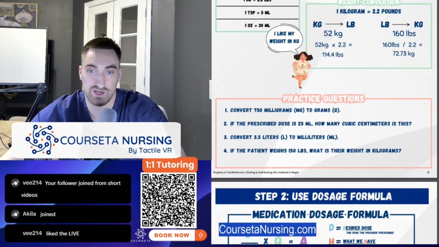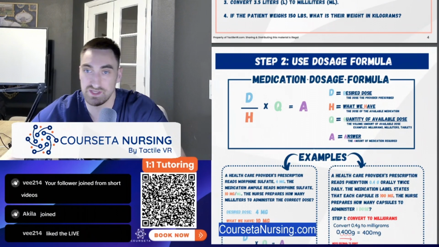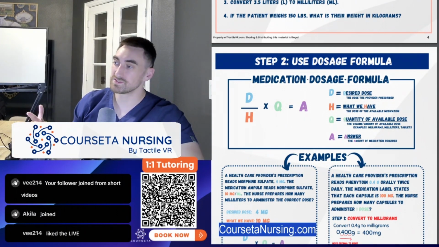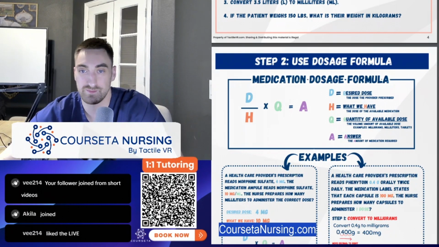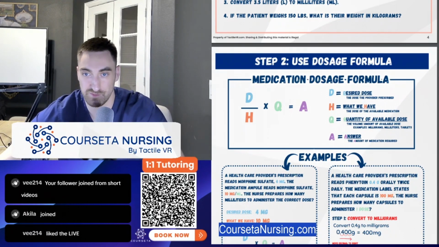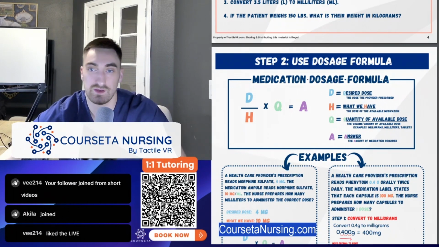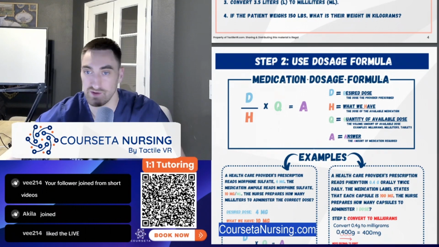So we're going to go ahead and go to step number 2. There are 2 steps for every dosage calc problem. Number 1, convert the metrics, and then number 2, just use the dosage formula pertinent to the question. What you're going to see the most on your medication dosage exam is just the simple medication dosage formula. You see here there's a bunch of random letters: D, H, Q, and A. What does that even mean?